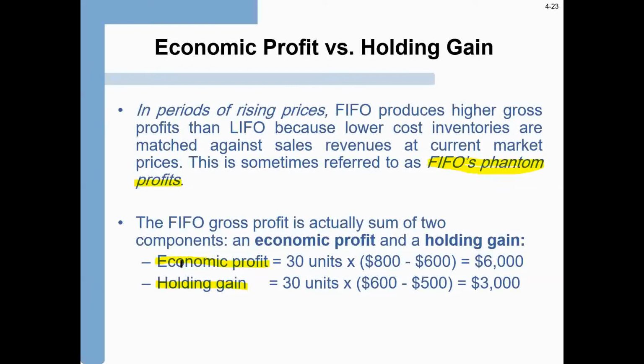The economic profit is basically the profit between the selling price and the cost of the inventory. And the holding gain is basically the difference between the inventory which we purchased earlier and the inventory which we purchased this year. This is the current rate of inventory, and this is the inventory which we purchased earlier. So this difference, 600 minus 500, is 100. This is the difference between our different levels of inventory when we purchase them at different time periods.